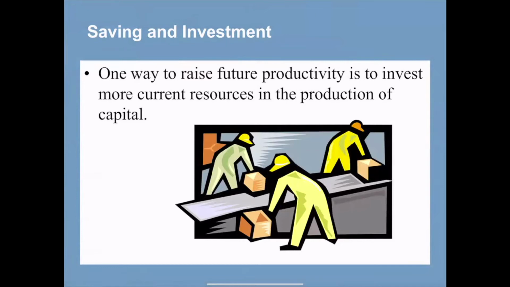One way to raise future productivity is to invest more current resources in the production of capital. So in order to increase productivity, the society must sacrifice, or trade off, current consumption for future consumption, right? So that means the economy must have some saving, and then that saving can be transmitted to the sector that wants to use it. That is for investment.